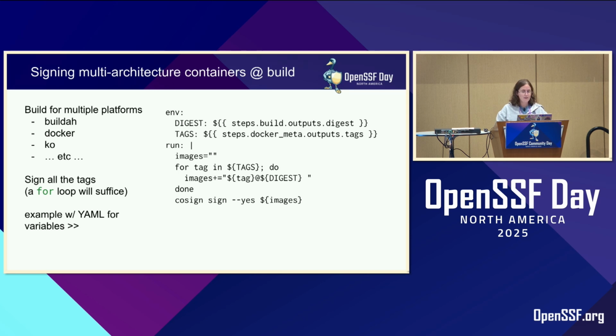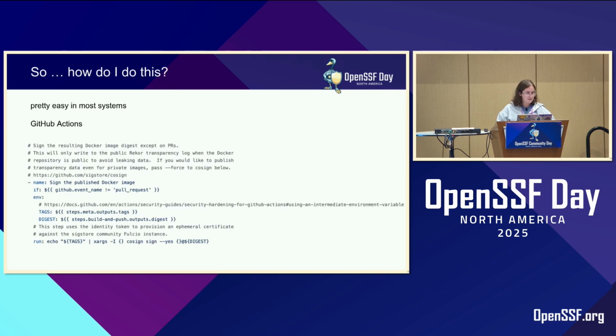Here's an example of how to do that in GitHub Actions. You can do this with Buildah, Docker, ko, etc. It's bash in YAML. All CI systems on some level, I think, are still bash in YAML. Here's another example. It's just that last line: echo your tags into xargs and run cosign sign.